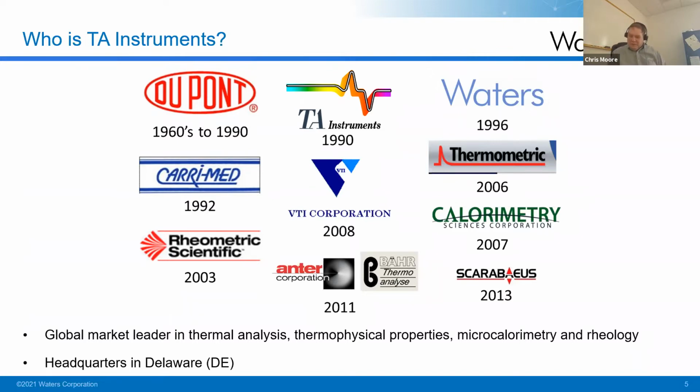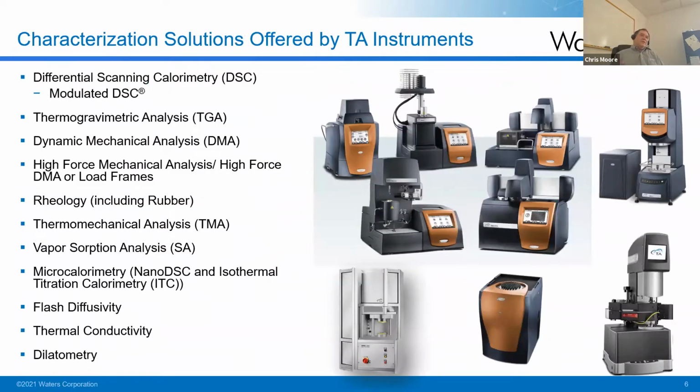If we look at what TA can actually do, they offer a number of characterization solutions, and we're going to talk about the first two on this list, DSC and TGA. As you can see, there are many more, and I expect that we will have more webinars in the future that talk about some of these other techniques. You could spend days talking about any one of these. In fact, there are short courses offered on a number of these techniques.